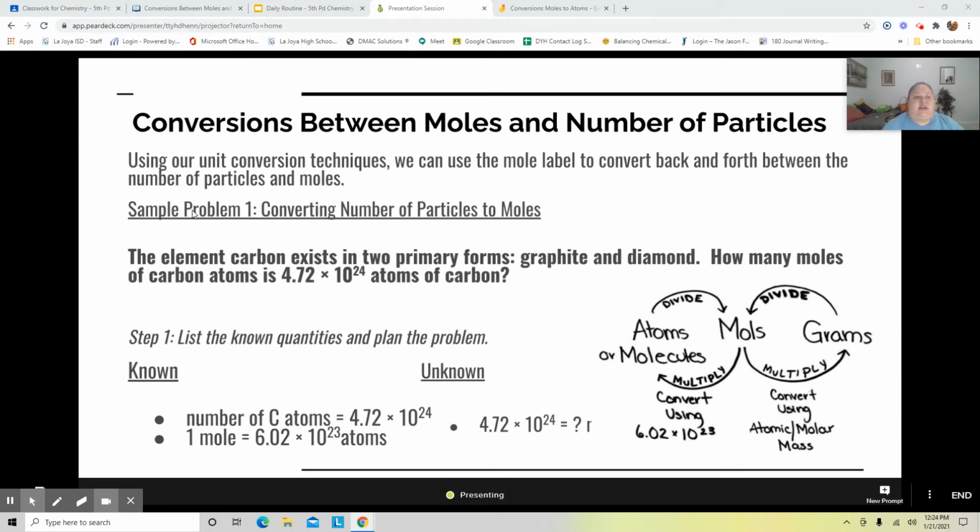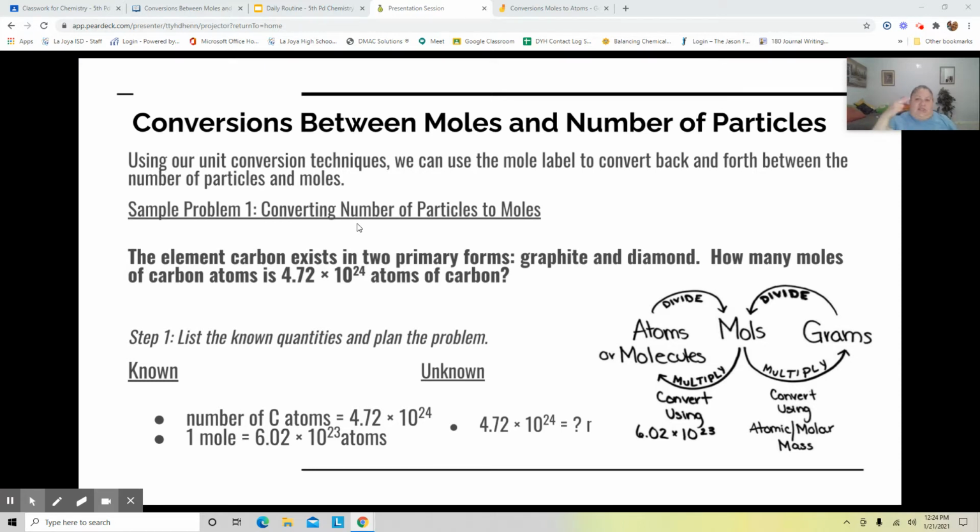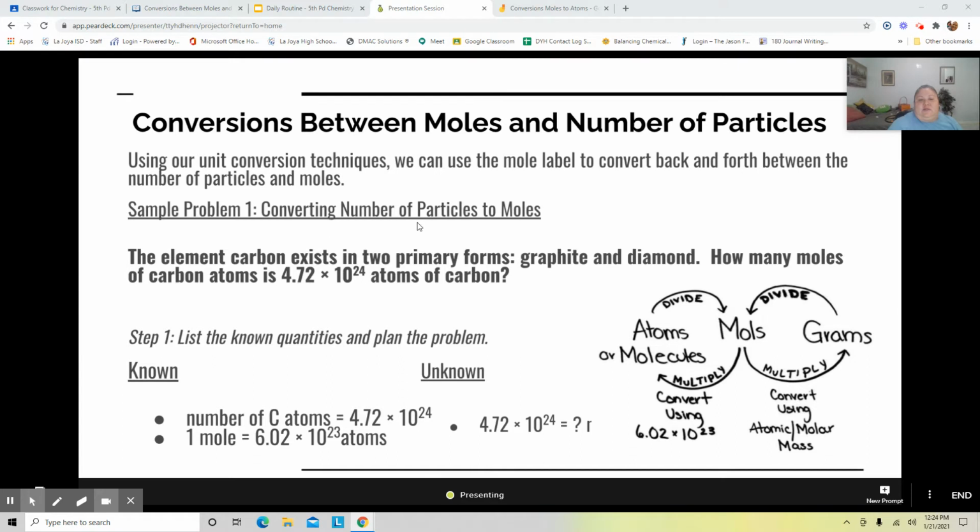Okay, so it says here, using our unit conversion techniques, we can use the mole label to convert back and forth between the numbers of particles and the moles. Remember, I told you, in order to get good at these types of conversions, it's all practice, practice, practice. So we start off this lecture with a sample problem, converting number of particles to moles.